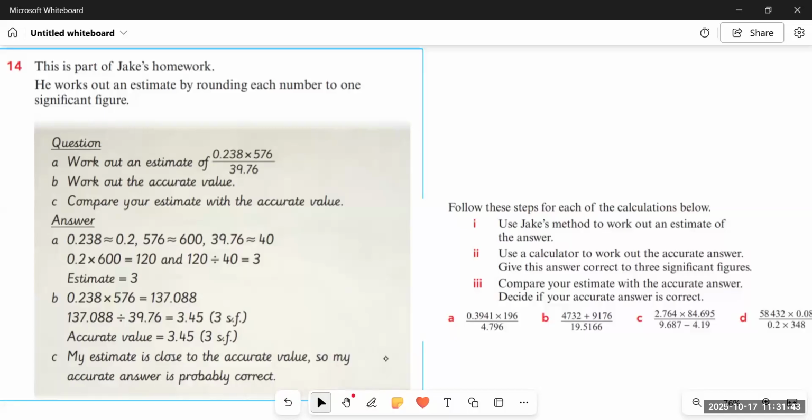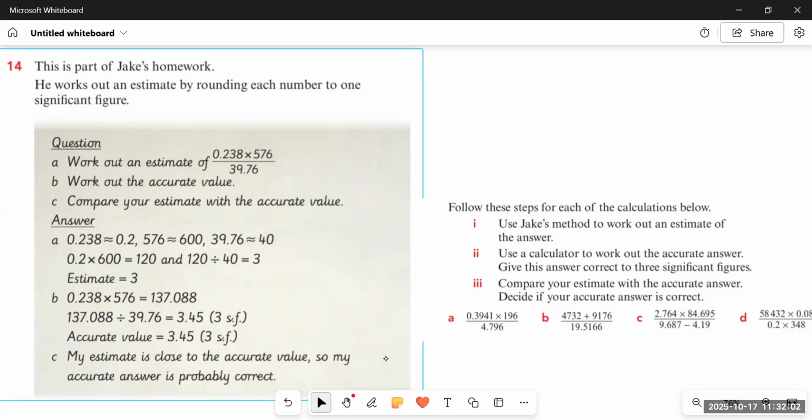Now comes the next question, which says this is part of Jake's homework. He works out an estimate by rounding each number to one significant figure. So the question says work out an estimate of 0.238 times 576 upon 39.76. So how did Jake solve it?